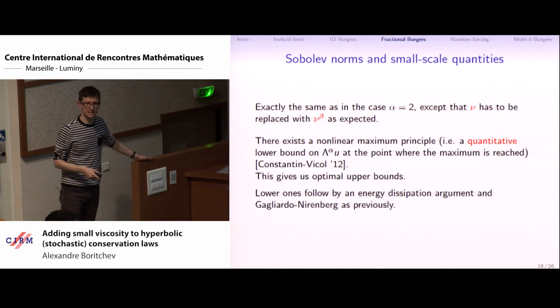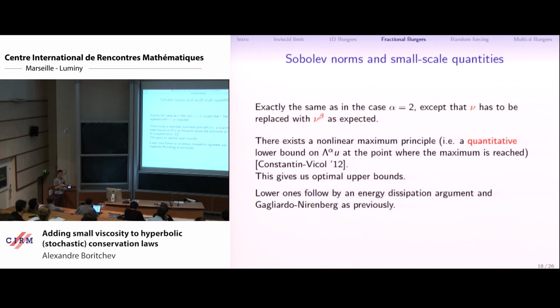So when alpha is 2, it's the minus Laplacian, it has to be positive, but you can't tell anything else about it. It's just by Taylor's formula, it has to be positive, and that's it. On the other hand, when alpha is smaller than 2, it's a non-local operator, so you can catch something much nicer, which is a quantitative lower bound on this term. And then we can play the same machinery as before, and we obtain optimal upper bounds on our solution. And then for the lower ones, it's again an energy dissipation argument, and Gagliardo-Nirenberg allows you to propagate one lower estimate to get all of them.